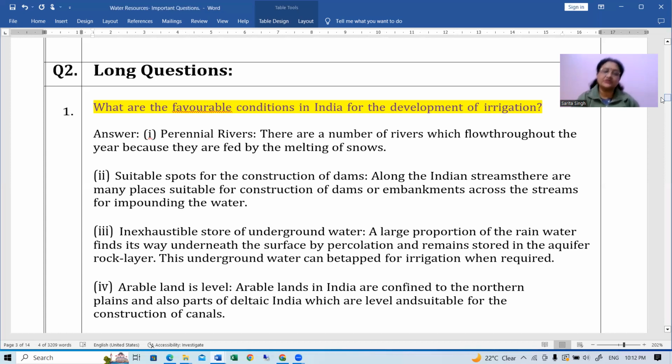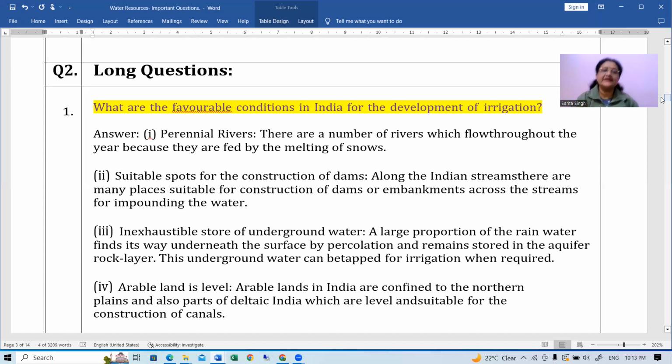Then there is an inexhaustible store of underground water, because of the sufficient amount of rainfall which continues here, and because of such a climate, and because of the soft soil which absorbs a lot of water. That has made the underground water table remain at a certain level. Because it is quite high, a large proportion of rainwater is absorbed, which keeps the groundwater table at a certain height, and it never goes very low.